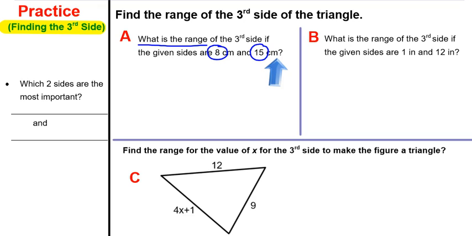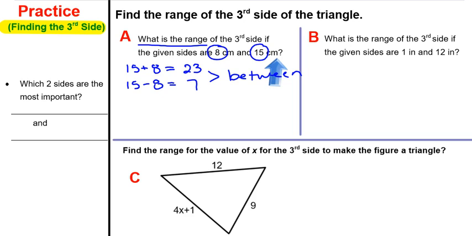And in our notes, we just said that you have to add those two numbers and subtract those two numbers to find the range. 15 plus 8 is 23, and 15 minus 8 is 7. That tells me that my third side must be between 7 and 23.